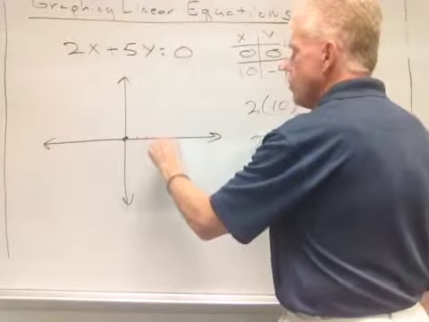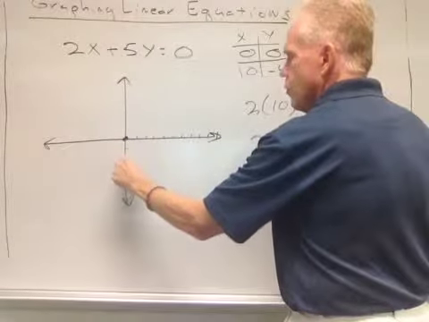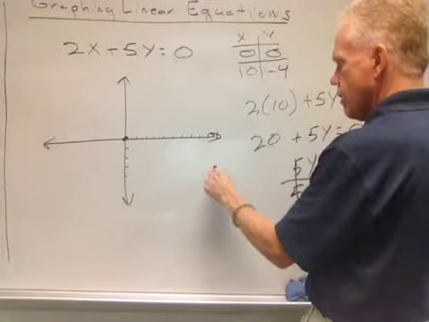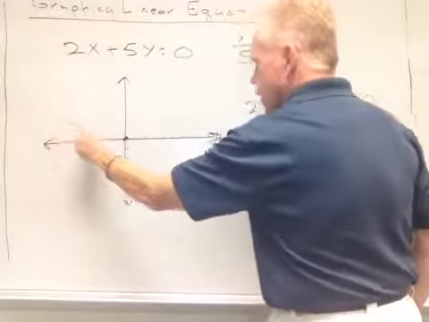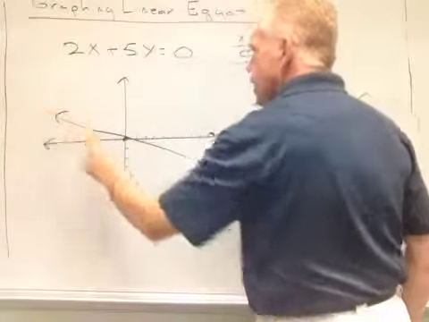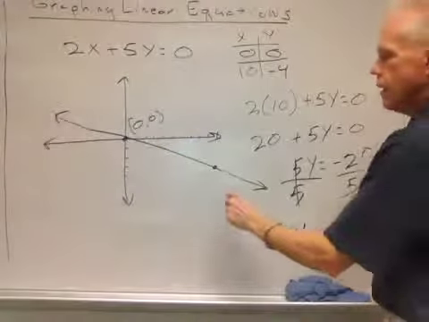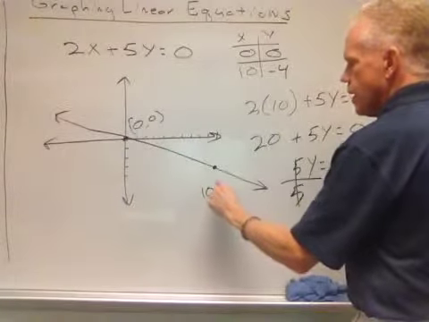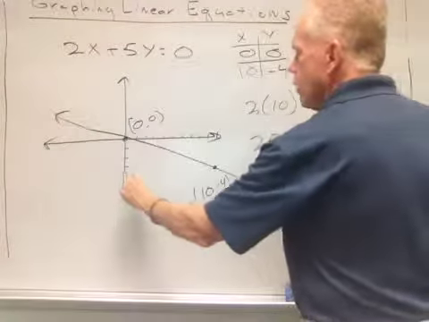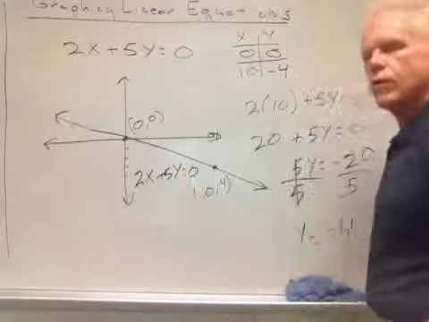1, 2, 3, 4, 5, 6, 7, 8, 9, 10. 1, 2, 3, 4. Looks like it's about way out here. And my line. Wow, there it is. 0, 0, and 10, negative 4. And the equation 2x plus 5y equals 0 is the equation.